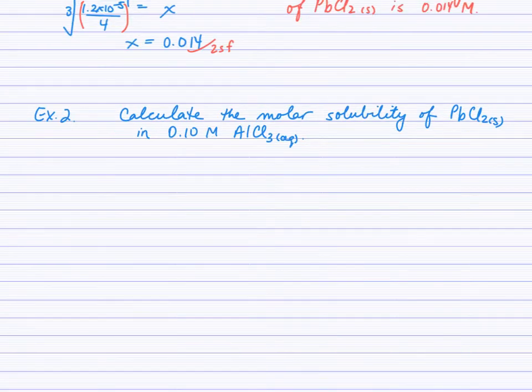Okay, in example 2, I'm asking you to calculate the molar solubility of lead(II) chloride again, but this time in a 0.10 mole per liter solution of aluminum chloride. And so instead of dissolving or adding that lead(II) chloride to distilled water, you're now adding it to a solution of aluminum chloride that has a concentration of 0.10 moles per liter. So there are aluminum and chloride ions already present, and that will affect your initial concentrations in your ICE table. So write the equilibrium system, the solubility equilibrium equation, and complete the ICE table.